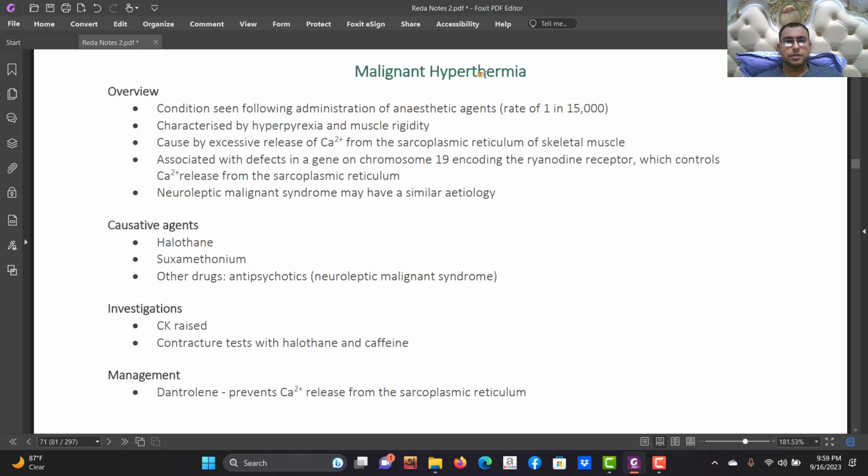Malignant hyperthermia is a complication of succinylcholine which is rare, not so common, but it happens sometimes because of the associated gene on chromosome 19. Not everybody will be affected. Those who have the chromosomal defect, including the ryanodine receptor which controls calcium release in the sarcoplasmic reticulum, have a calcium disorder with the ryanodine receptor, and they will face malignant hyperthermia.